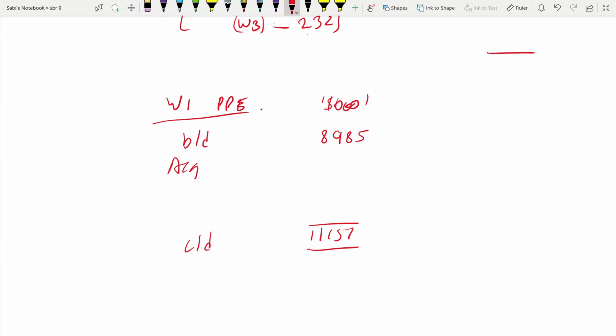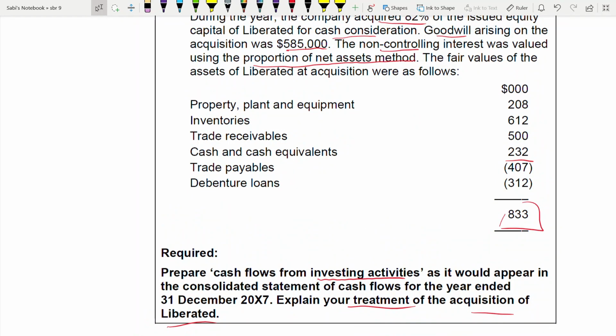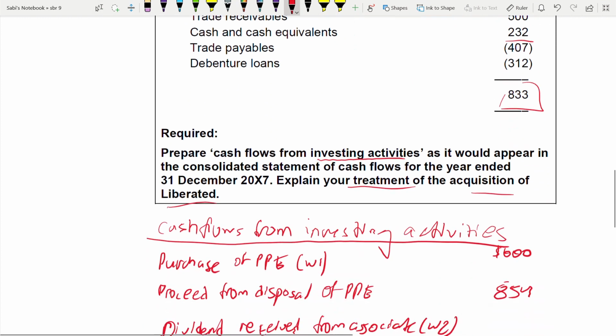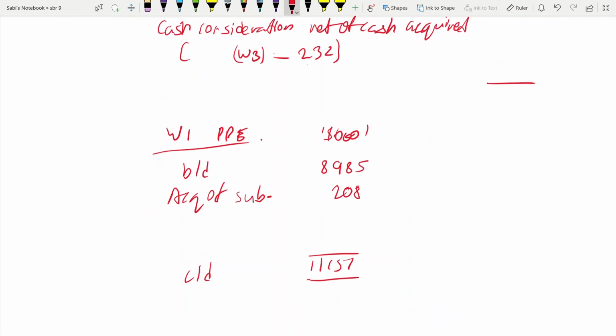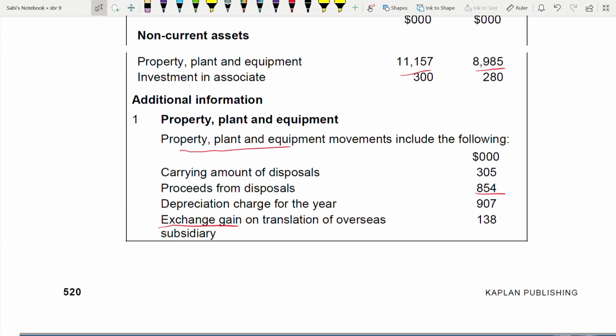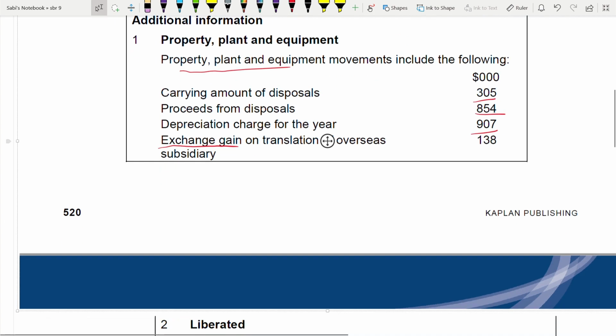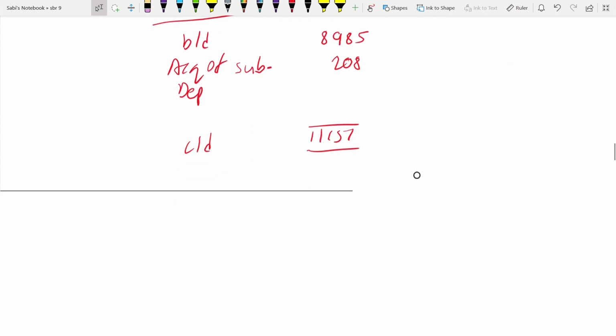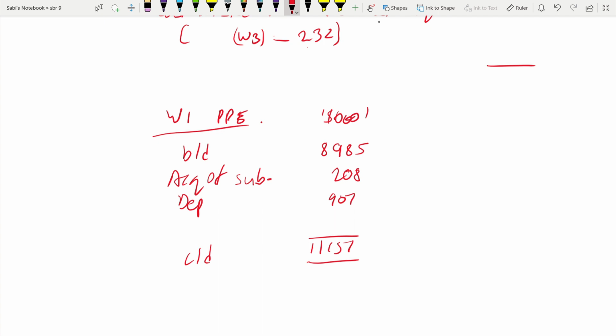Now, acquisition of subsidiary. Once you acquire the subsidiary, that PPE also will come here. That you will get from the note. That is this 208. Then we have depreciation, which you need to deduct. It is already given here, 907. Disposal, 305. Okay, the carrying amount of the disposal you have to write. So 907 you deduct. Disposal, the carrying amount of disposal, 305 you deduct. Then whatever is left is the addition, the balancing figure.